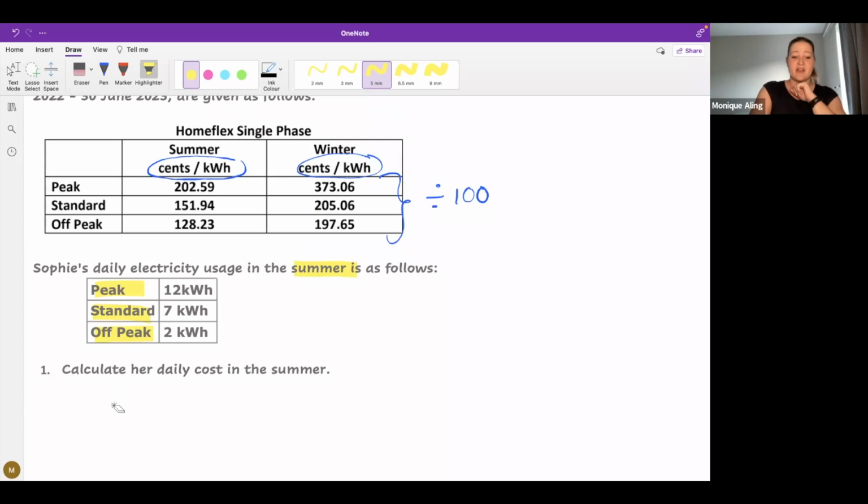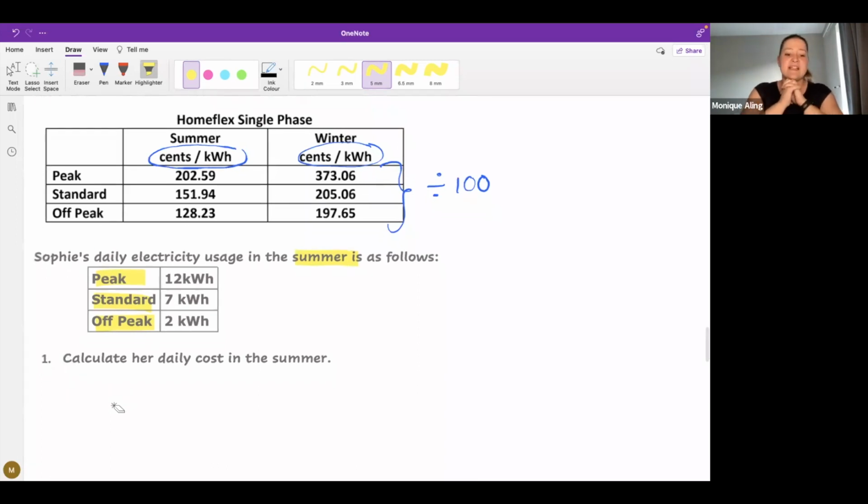Okay. So now it says calculate her daily cost in the summer. I'm going to ask you guys to quickly try this for me.